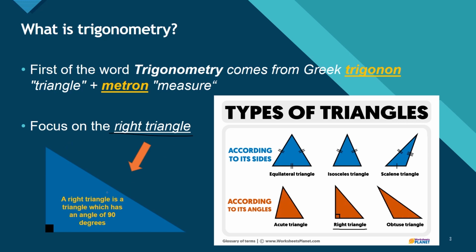A right triangle is a triangle which has an angle of 90 degrees. So it has one internal angle that has a value of 90 degrees. Remember, the sum of all interior angles of a triangle is always 180 degrees. That's why a triangle can't have two 90 degree angles, because it would have the sum of 180 degrees and it wouldn't be a triangle.